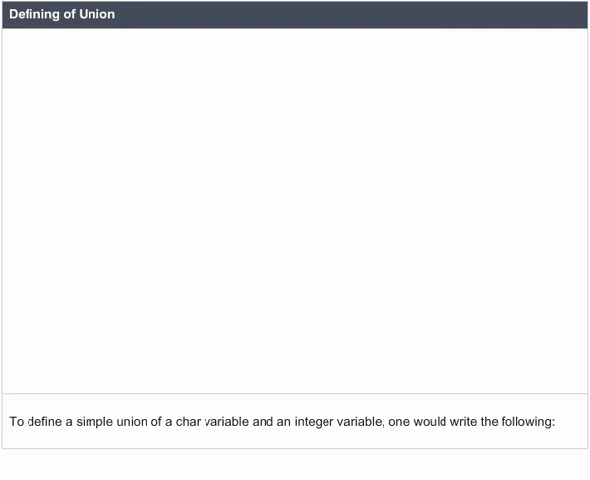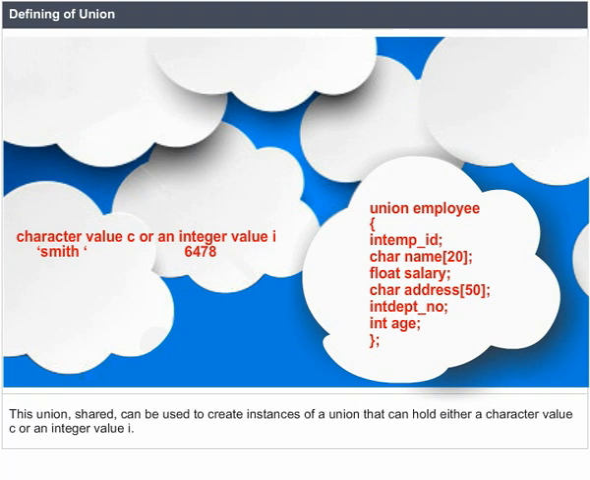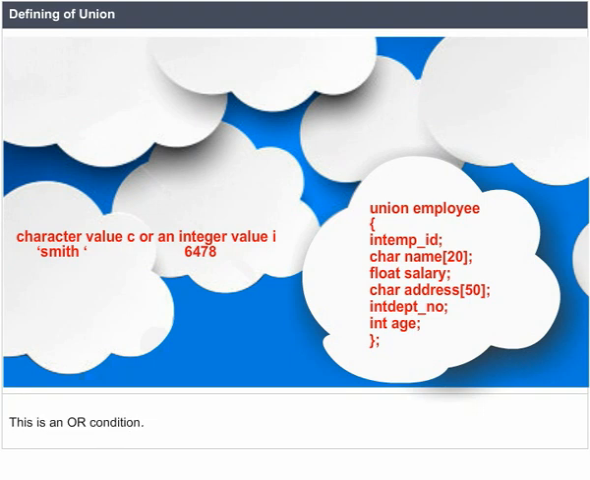Defining of union. A union has to be defined before it can be used. The syntax of defining a union is: To define a simple union of a char variable and an integer variable, one would write the following. This union, shared, can be used to create instances of a union that can hold either a character value, c, or an integer value, i. This is an OR condition. Unlike a structure that would hold both values, the union can hold only one value at a time.